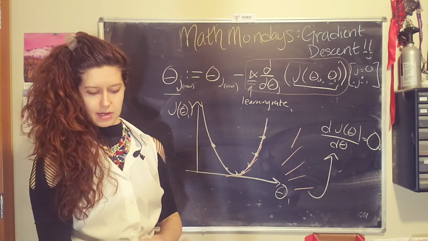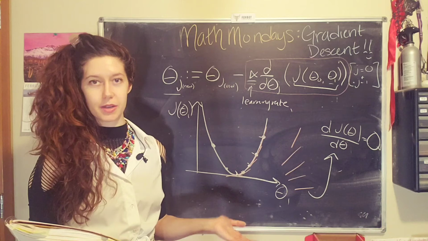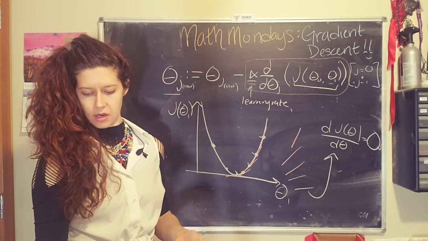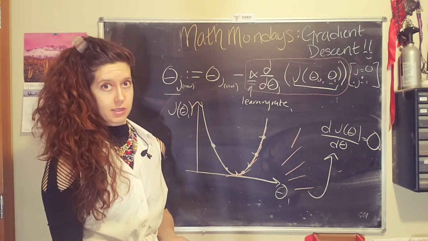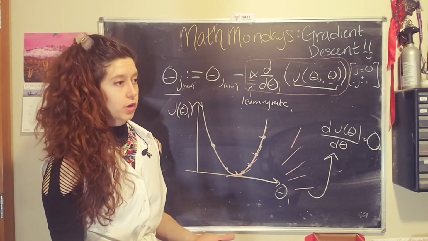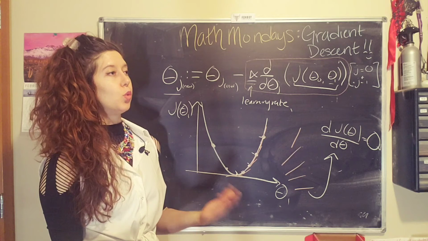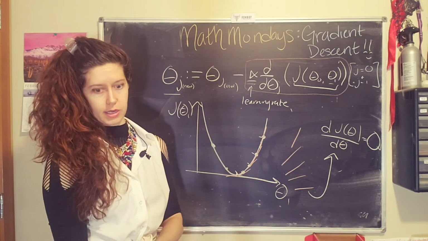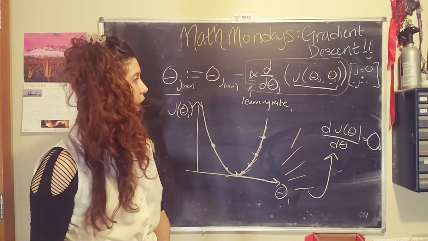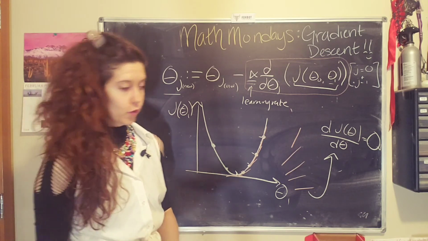So I'm going to skip that, and I'm going to end with a comment on batch gradient descent. So this is the type of gradient descent that uses all of your training examples. So if you have 100 training examples, you would do gradient descent with all 100 examples. Okay, so I'm going to leave it there for now.